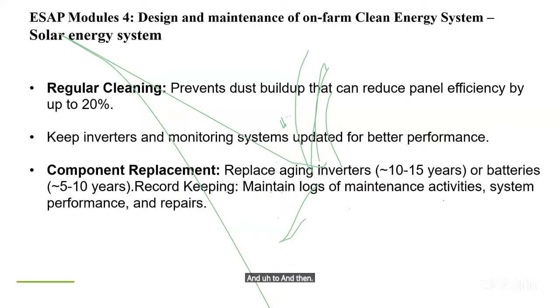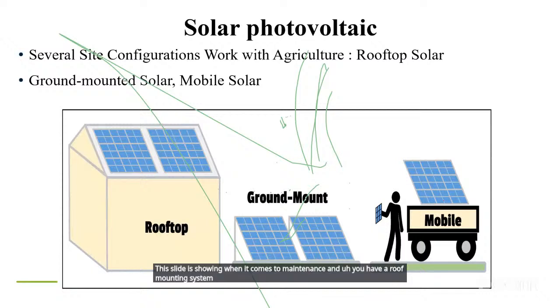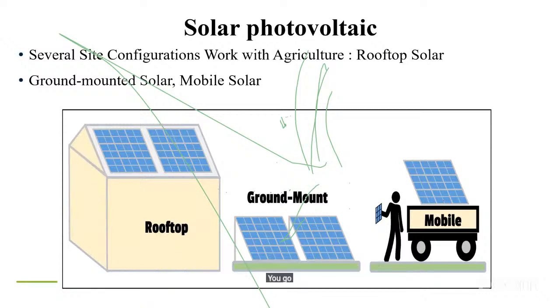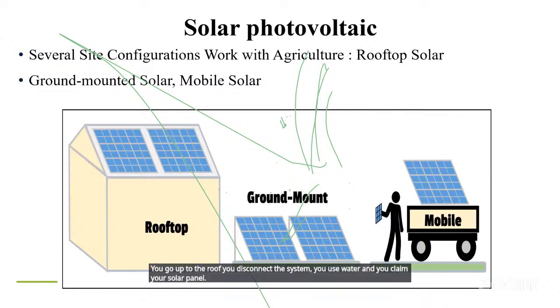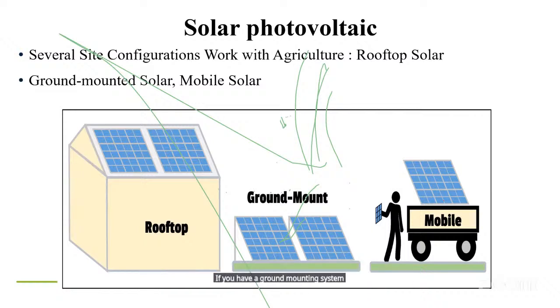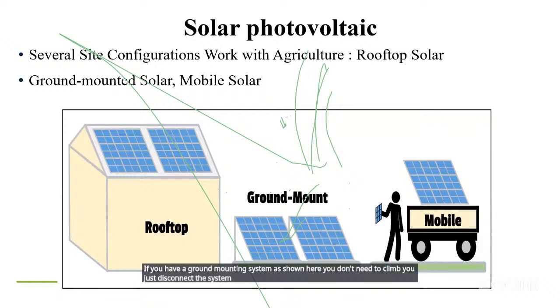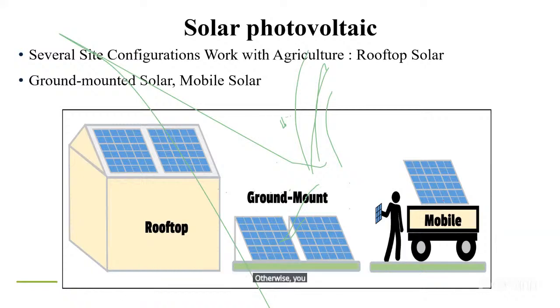And let me end with this slide. This slide is showing when it comes to maintenance. If you have a roof mounting system, you go up to the roof, you disconnect the system, you use water, and you clean your solar panel. If you have a ground mounting system, as it's shown here, you don't need to climb. You just disconnect the system. Please disconnect the system before you maintain the system. Otherwise, you are going to create problems, and you kill your solar panel.